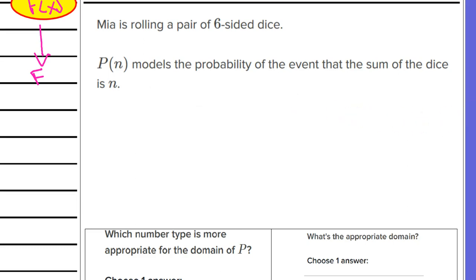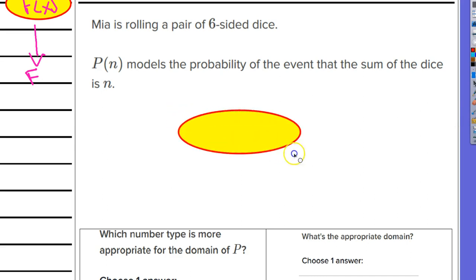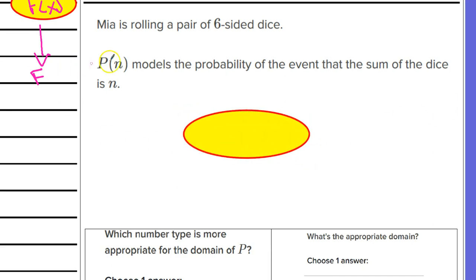So let's draw our function diagram. The oval is going to go in the middle. This is the first thing I look at when I look at the word problem. It says P of n. That tells me what my functional relationship is. I label it in the middle. That means that n goes in, n is the input.